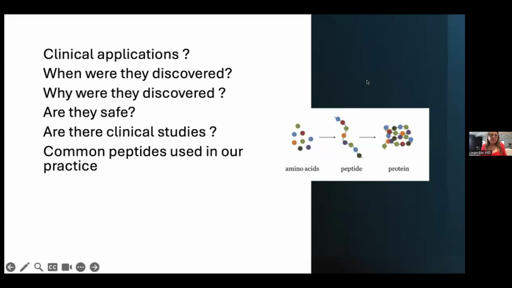So today I'm going to be discussing some of the clinical applications. When were they discovered? Why were they discovered? Are they safe or not? Are there clinical use studies for them? Because everybody now is saying don't use peptides. There's no human clinical studies. They're not FDA approved because they were not studied enough, and there's no clinical and peer-reviewed data. But I'm going to show you through the history that these have been used since the last century, on thousands and millions of people. And I'm going to discuss some of the common peptides, and I'm going to leave open discussions so we can talk about any kind of peptides we want to talk about.